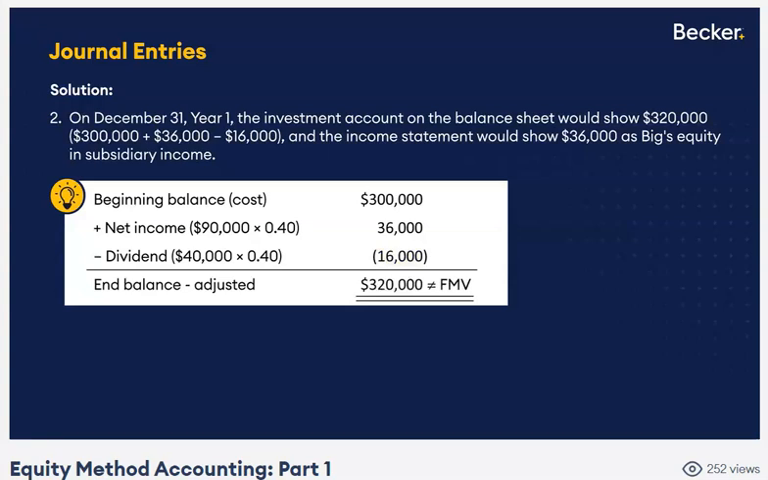So the ending carrying value on our balance sheet, the owner's balance sheet, big company, they would show investment in small company at the end of the year of 320. They would not mark it to market value. And big company on their own income statement, they would show equity earnings from affiliate or investee of $36,000.